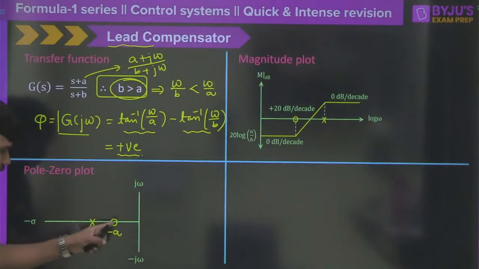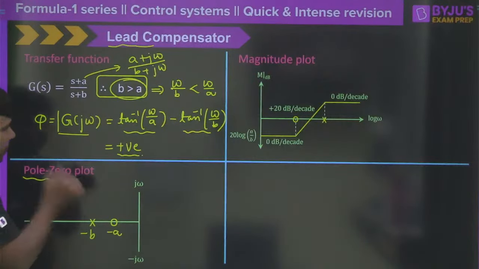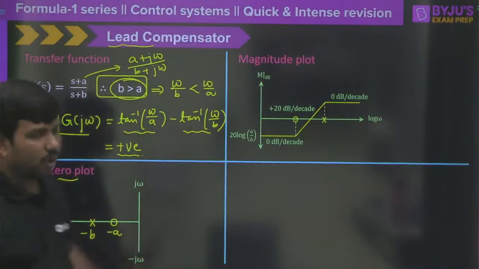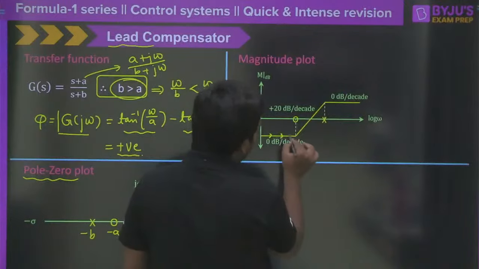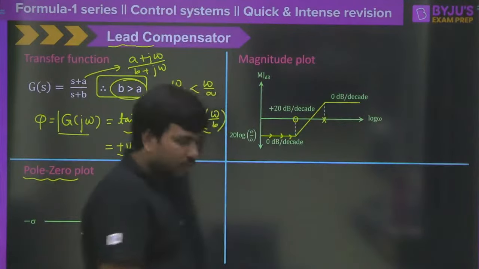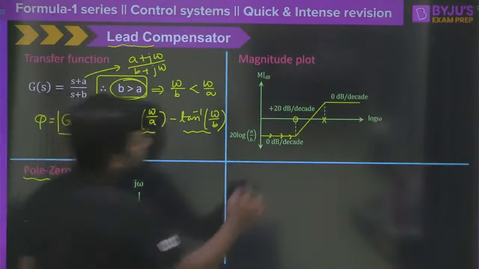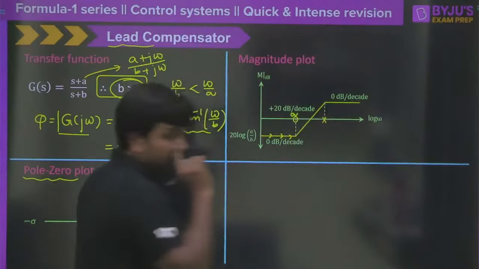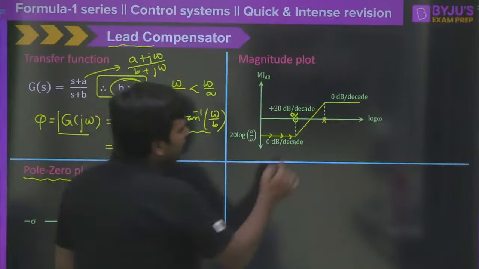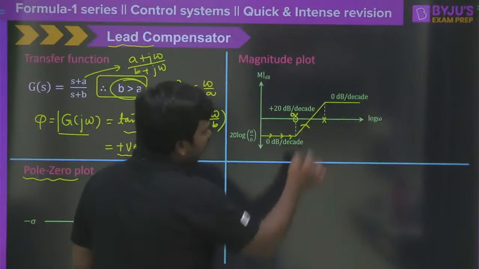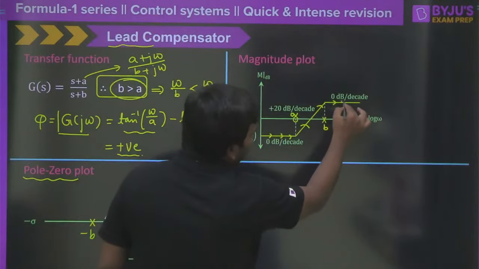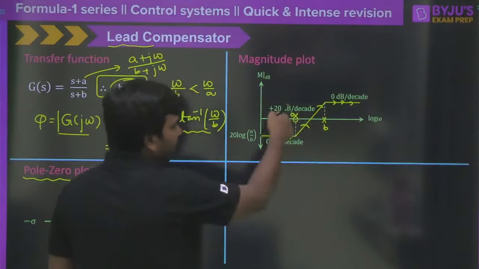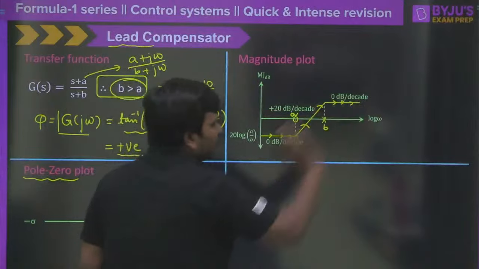So if the zero comes first and then the pole, then it is the pole-zero plot of the lead compensator. Clear? Then the magnitude plot looks like this: starting, it will not have any slope, zero slope, but first the zero will come, that is a corner frequency. So at A, what is going to happen? It is A with a single order, so it will add plus 20 dB per decade. It goes all the way like this. When the pole is encountered, it will add the negative slope, minus 20 dB per decade, to the plus 20 dB per decade. Overall slope will become 0.